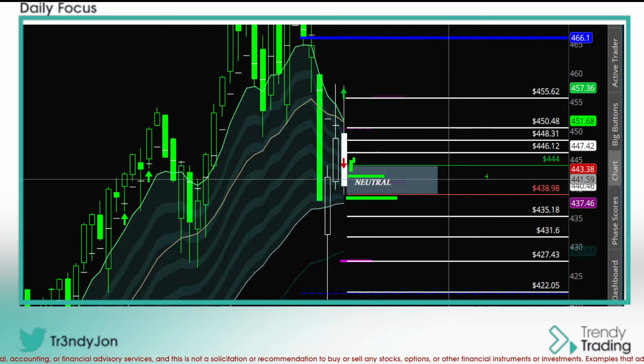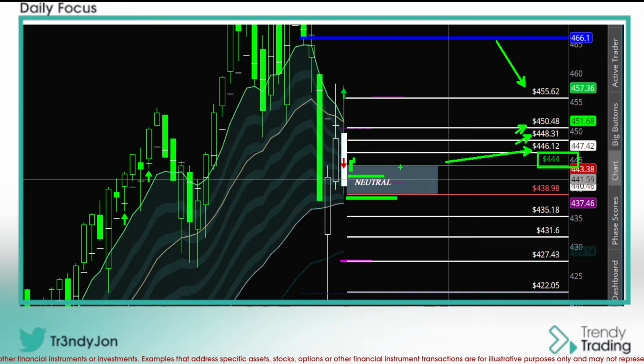Regardless, if things push up over the green line, which happens to be 444, I'm looking at trimming into 446.12, bringing those stops up and then trimming into these numbers as well. Now notice this week I have a fourth target on the SPY, and that's because if things turn around and the bears are wrong and we push with force, we could see this upper level of 455.